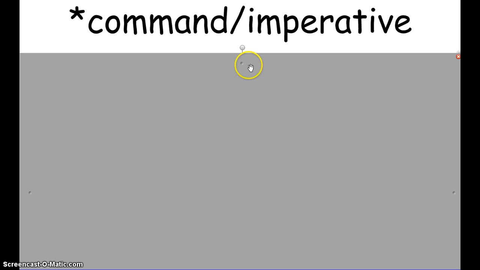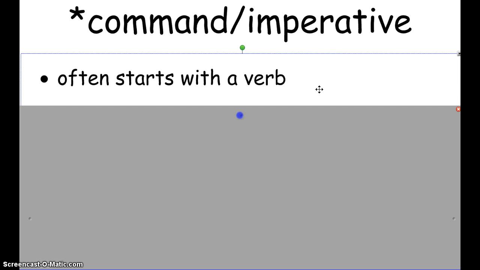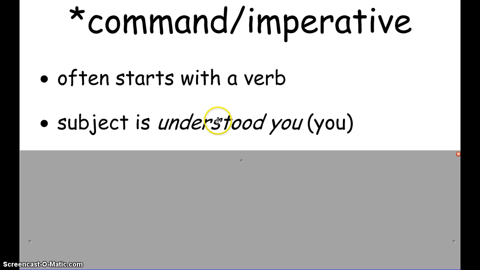We've talked about commands, and these can't always be put into sentences or into any type of writing that you're doing, but it's just something that you need to be aware of as a good varied sentence type, and that is a command. Our commands often start with a verb, and that's because they're commanding you, the subject, to do something.